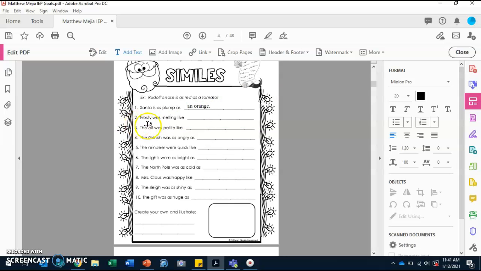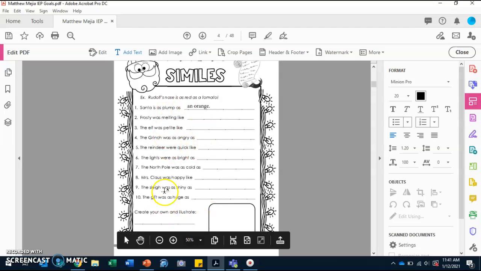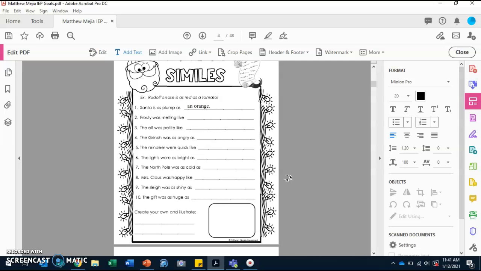So the next one says, Frosty was melting like what melts? Whatever melts, you can put it in here. Then the next one, the elf was petite like, petite is small. So what is small? You can put it here. The Grinch was as angry as, and that's how you're going to do it. Go on with the rest. If you have any questions, let me know. When you are done, we will continue working on goal number 2.